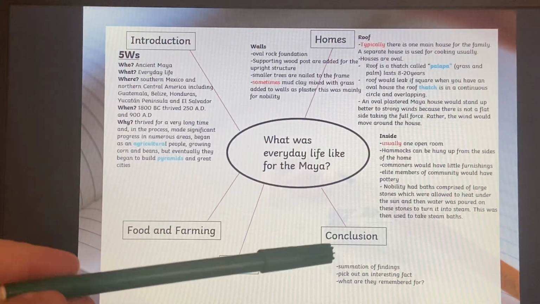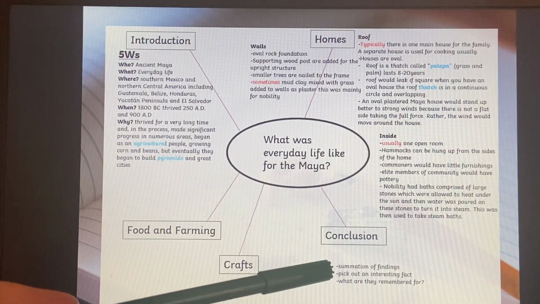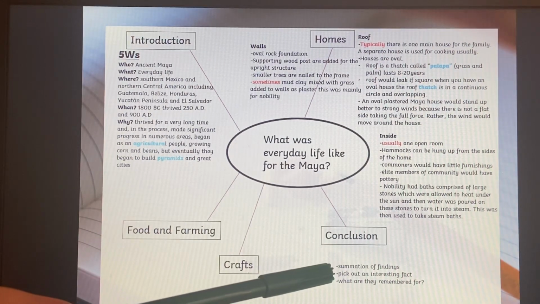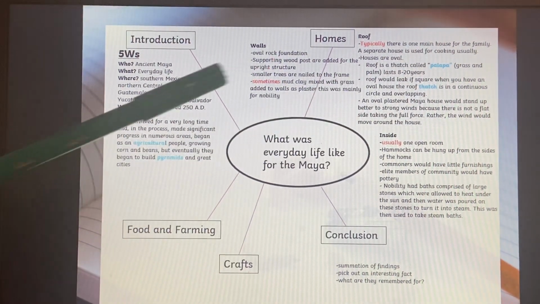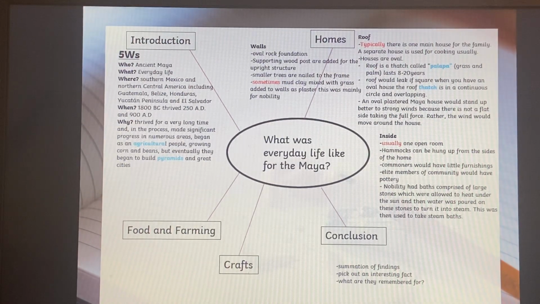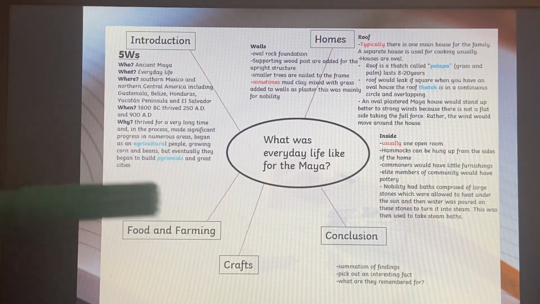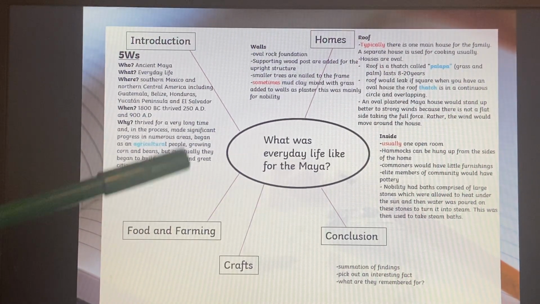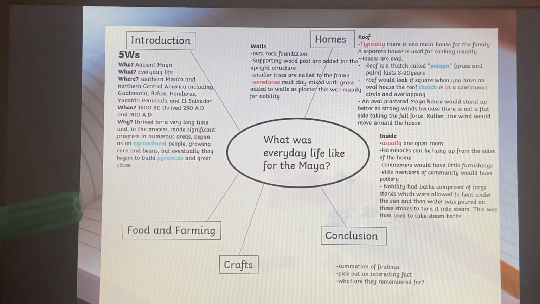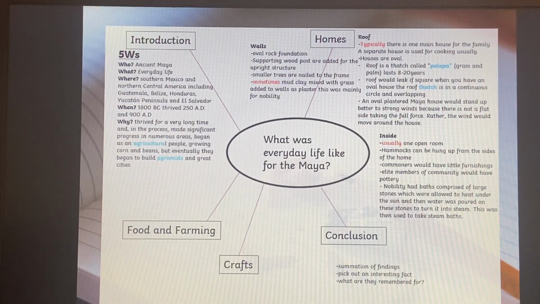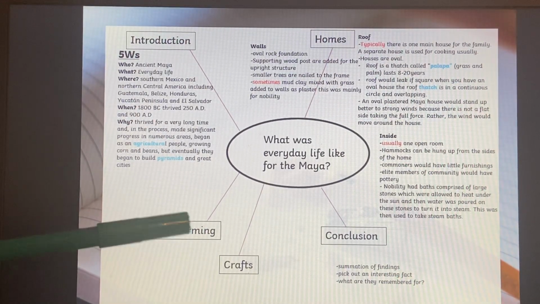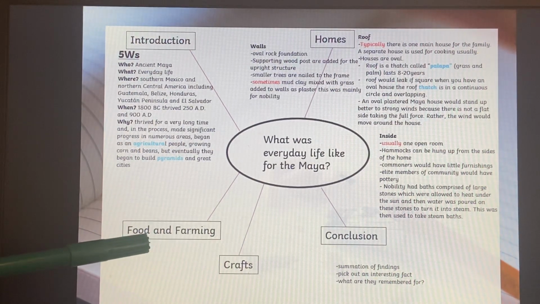And in your conclusion, what you want to say is what you found out. So you might say that you found out lots of interesting things, how the houses were built. And you might go back to this fact and say, the Maya had a great knowledge of the world around them and understood that the weather could affect their houses, so they built them in a way to make it safer. You might want to pick out the most interesting fact you have found. This might be something about one of the products that they used to farm.